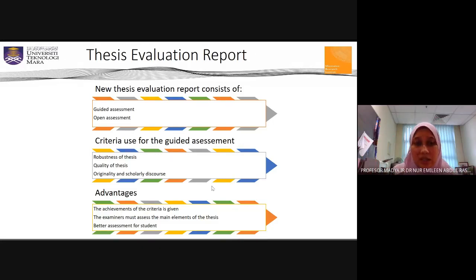Okay. Criteria used for guided assessment, the robustness of the thesis, quality of the thesis, originality and scholarly discourse. So dalam the form tu we have like, okay, for literature kita ada pemakahan dia, and that pemakahan we have criteria dia apa benda-benda semua tu. Macam FYP atau coursework, master coursework punya form lah. Advantages to achieve the achievement of the criteria is given, the examiner may assess the main elements of the thesis and it's better assessment for the student. So advantage bila ada guided assessment ni is that the examiner tahu sebenarnya apa, macam ni, dia standardize semua cara you evaluate the thesis. So tak adalah macam terlalu macam literature, oh dia nak terlalu advance ke. So kita dah ada guided benda tu.